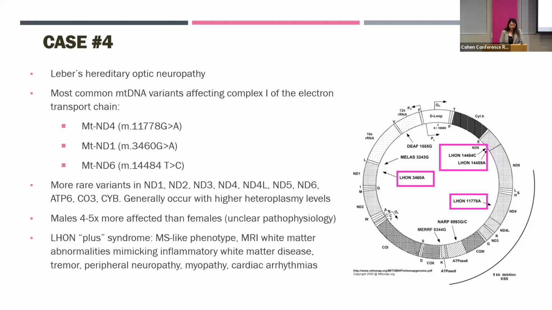There is a subset called LHON plus syndrome where they do have abnormal MRIs that look like MS plaques. And then they can also have systemic involvement, so more than the eye, they can have tremors, peripheral neuropathy, myopathies, and cardiac arrhythmias.